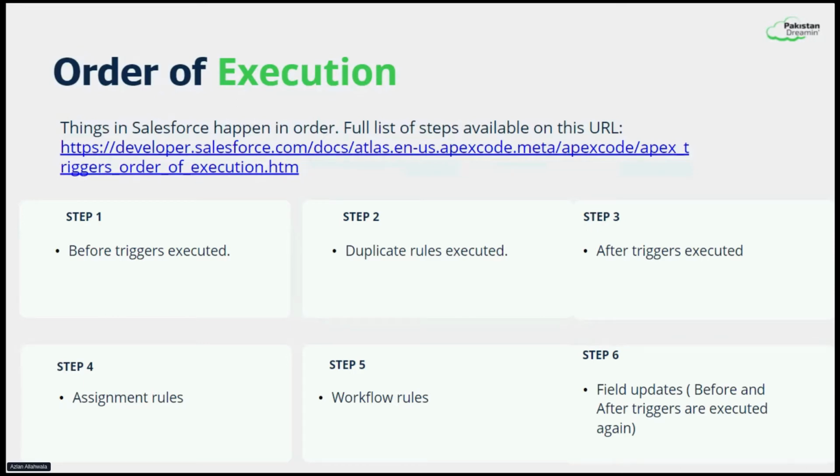This is exactly what applies to Salesforce. Salesforce has a very specific order of how it does things, and this is a short list. You can find a complete list in the documentation or by using the link I posted. First, we have before triggers, then duplicate rules, then after triggers, then assignment rules, the workflow rule, and then field updates. If there is a field update due to the workflow or any other process, before and after triggers are executed again. If you're not aware of the ordering, you can mess it up.